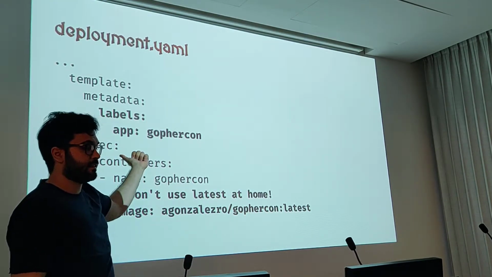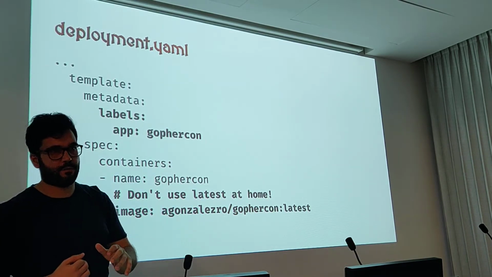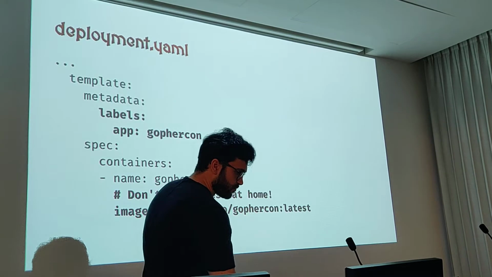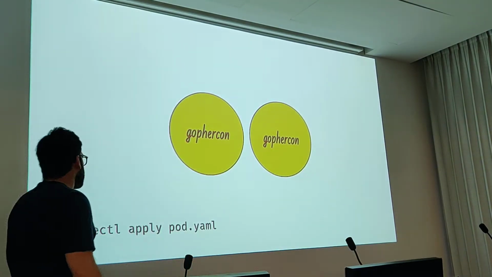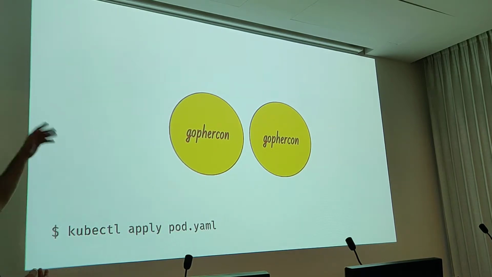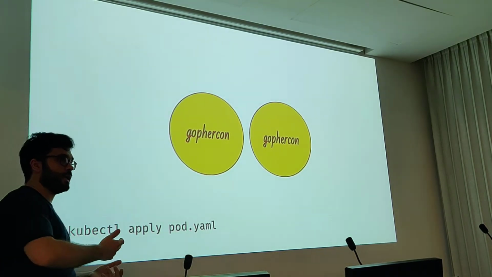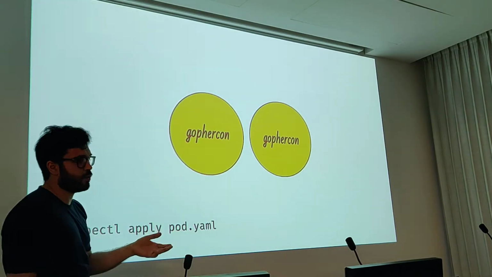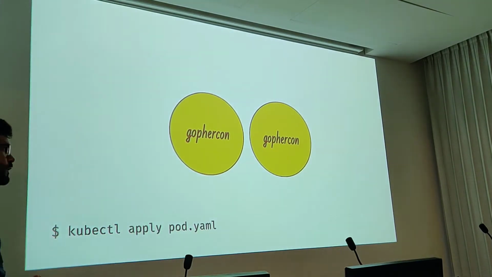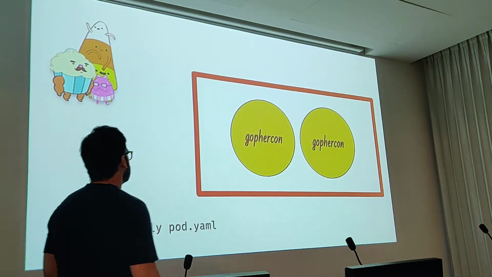In case this current state and desired state don't match, it's going to get the template and create one for you. So if we run this, we have 2 copies of our GopherCon application. This is our cluster, and the 2 copies are there. But if one of the applications goes down, Kubernetes is going to create it for you, okay?